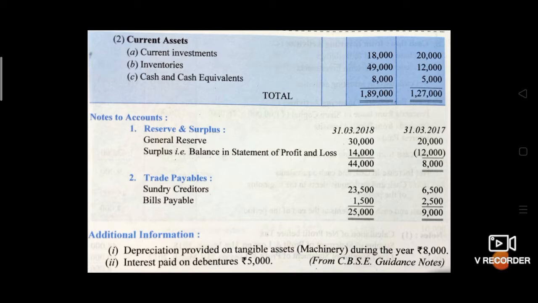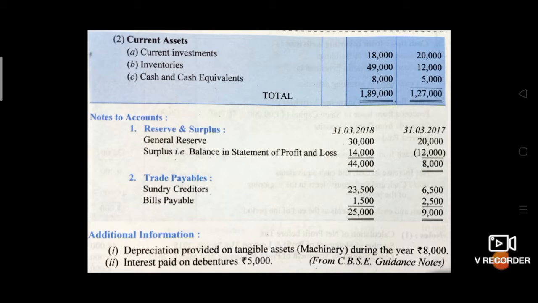Now see the notes. Reserve and surplus. In that, general reserve was 20,000 on 31st March 2017 and it is 30,000 on 31st March 2018. So 10,000 rupees were transferred to general reserve in current year. Okay. Surplus. Last year there was loss of rupees 12,000 and current year there is profit of rupees 14,000. It means after covering this loss of 12,000, now the profit and loss account shows profit of rupees 14,000.